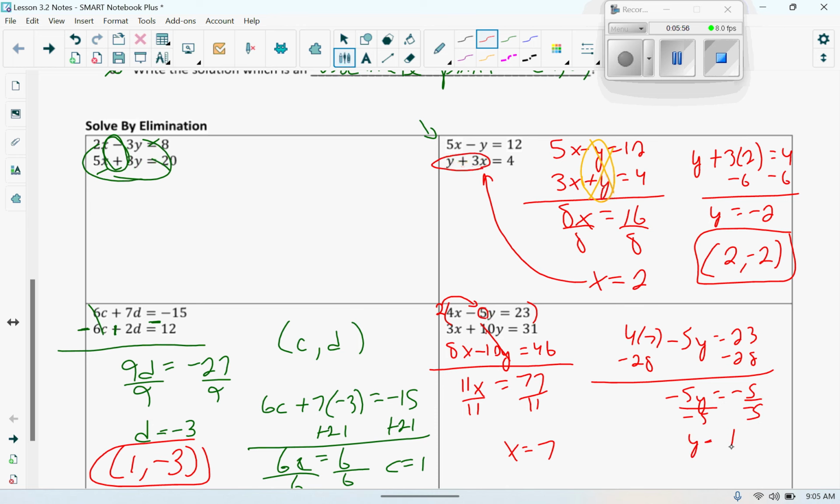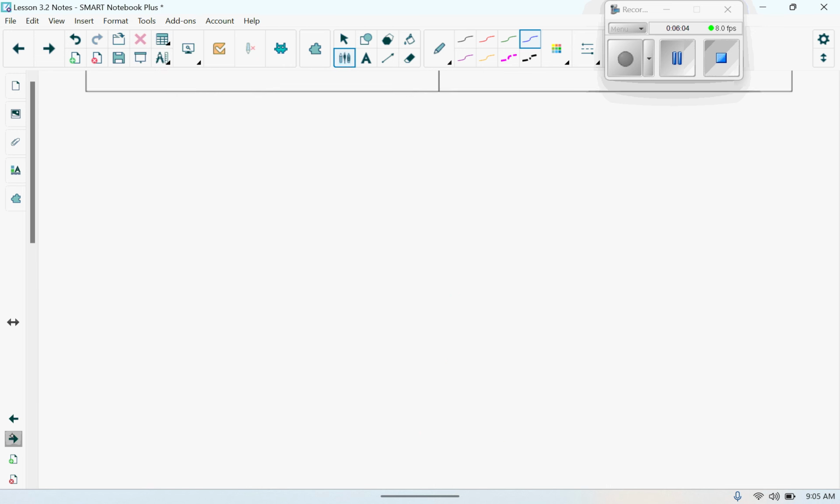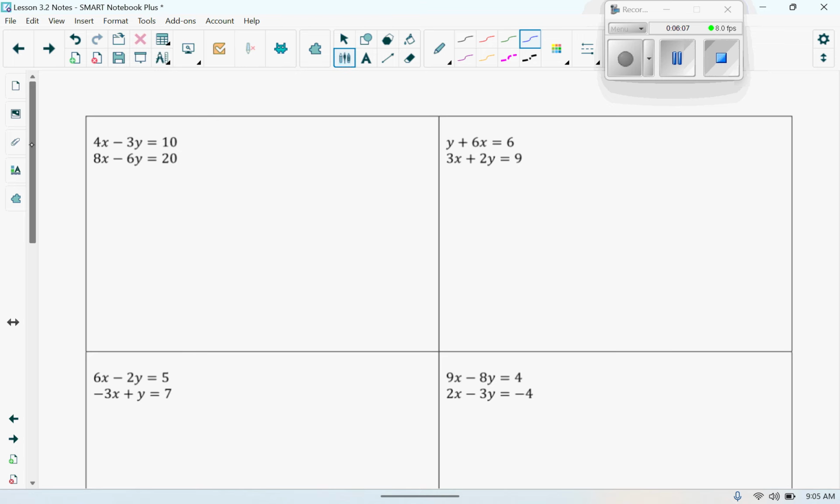So y is equal to 1. So my coordinate point is going to be 7, comma 1. Okay, let's go on the next page.